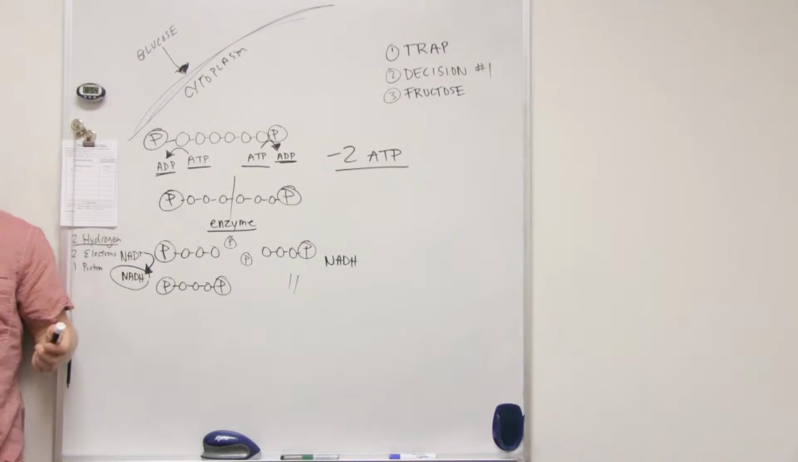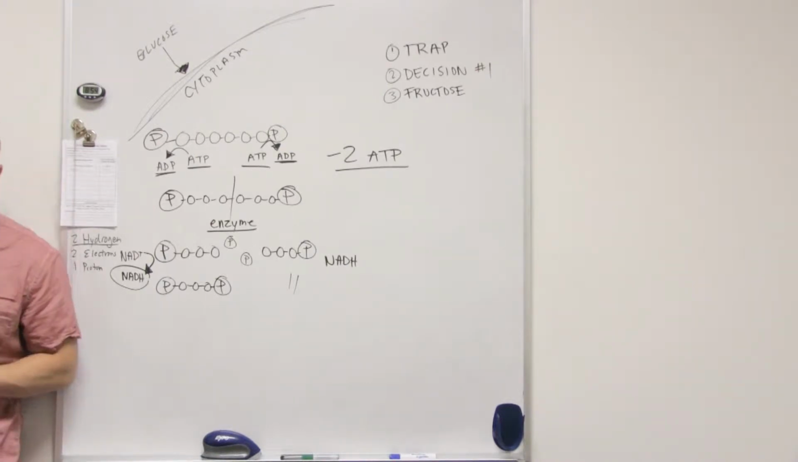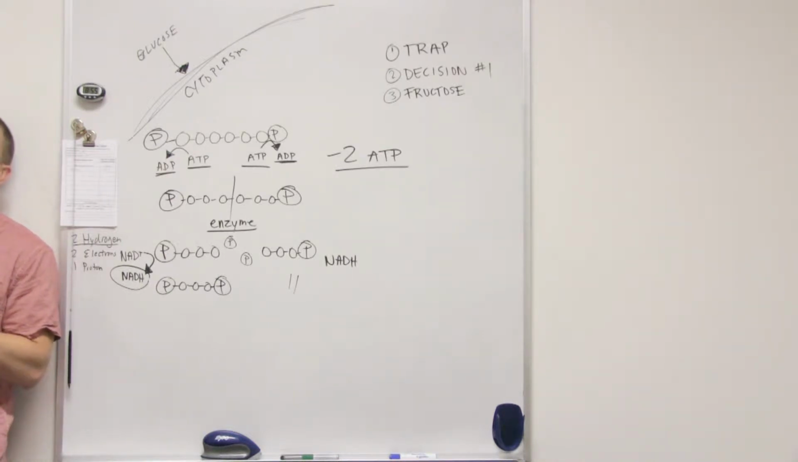What does pyruvate consist of? I feel like I know this, I just don't know this. Pyruvate, 1 glucose is what I have. It'd be half a glucose. Half a glucose, so it's going to be 3 carbons.